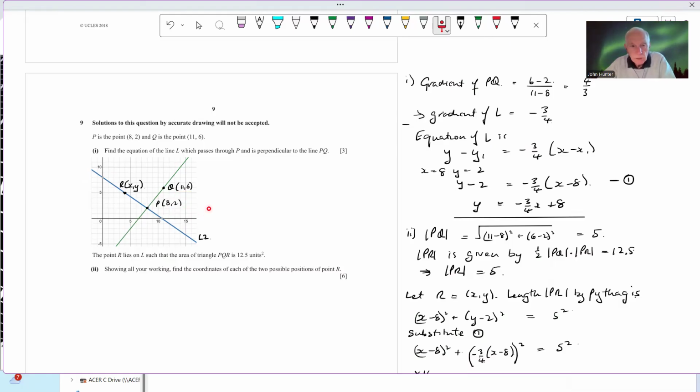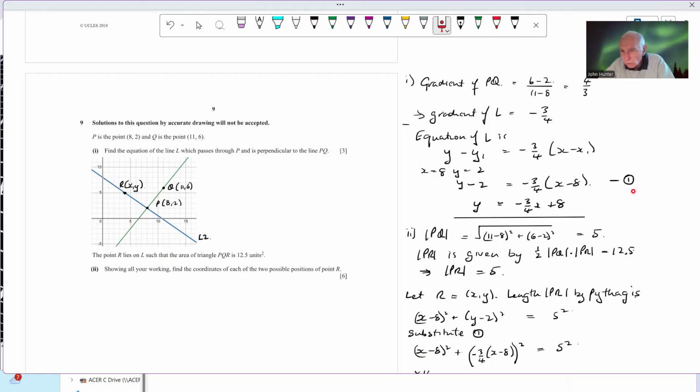So another gradient. Therefore, we know the gradient of this line because this is normal to it. It's perpendicular to it. And we know a point that it goes through. So we can work out the equation of L from this little formula, y minus y1 equals the gradient times x minus x1. And our x1 and y1 are going to be this point here. That's the one point we know on the line at the moment.